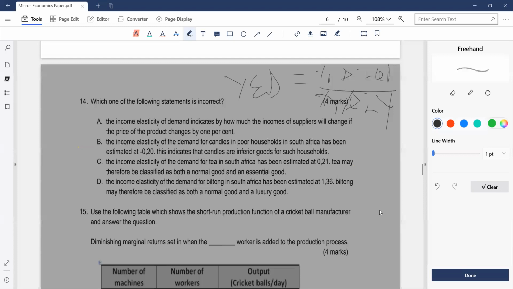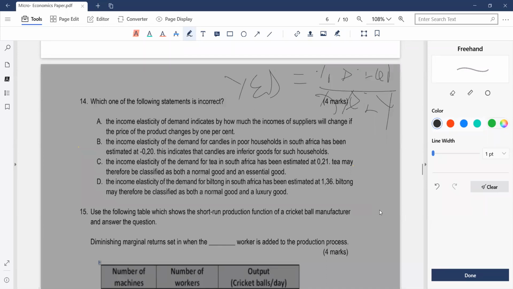Apologies. All right, say the income elasticity of demand for tea in South Africa has been estimated at 0.21. Tea may therefore be classified as both a normal good and an essential good. The income elasticity of demand for biltong in South Africa has been estimated at 1.36. Biltong may therefore be classified as both a normal good and a luxury good.